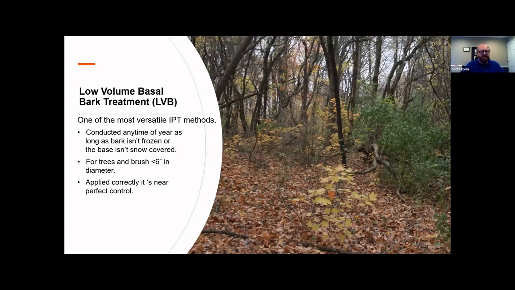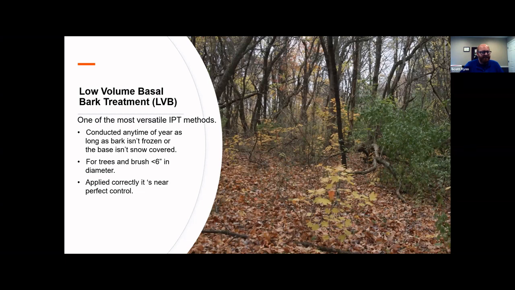In a low volume basal treatment, it's one of the more versatile methods of IPT. It is labor intensive compared to some of the other methods such as foliar. But you can conduct this any time of the year as long as that bark is not frozen or that base is not snow covered. I would even say if the bark is really saturated, maybe from a heavy rain, that could be an issue, but usually it's not soaked in enough to keep you from treating it. I talked to you just a few seconds ago about the diameter of the tree needing to be 6 inches or less, and we also need to be very cognizant of the type of bark on a particular species.